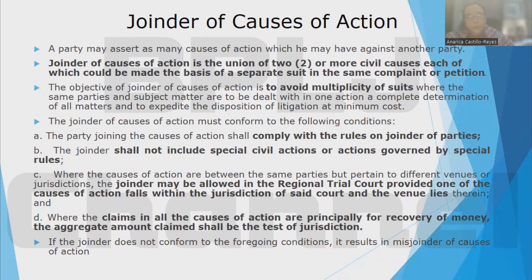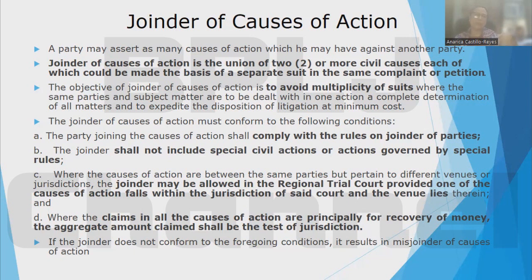What is joinder of causes of action? It is defined as the union of two or more civil causes, each of which could be made the basis of a separate suit in the same complaint or petition. So there are two or more causes of action which can be filed as separate cases, but they are joined in a single suit.